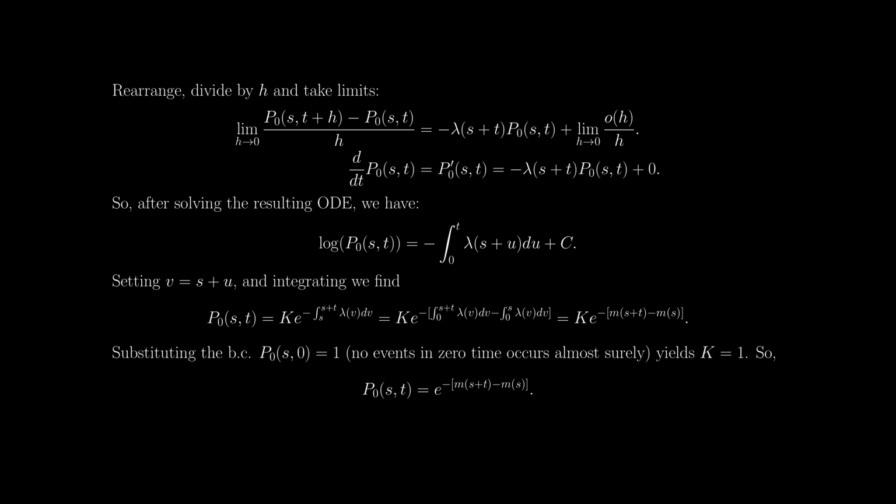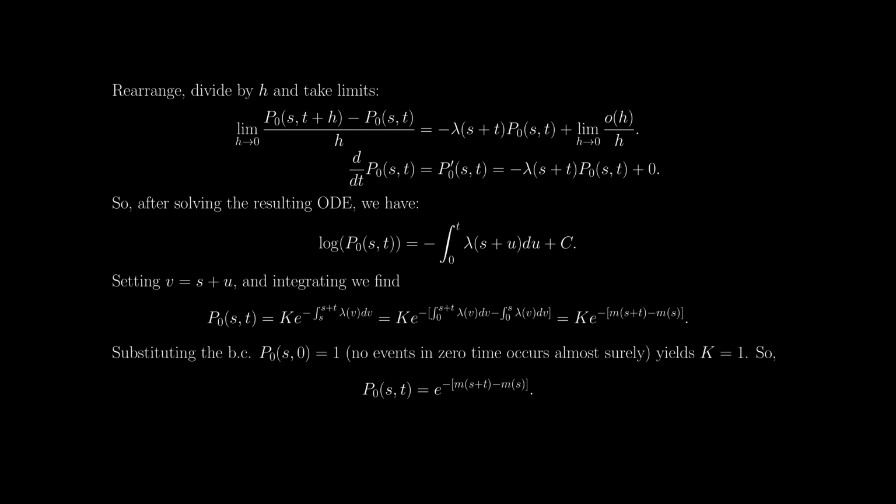Cool. Now, we can take this expression, rearrange it, divide by h, and take limits to arrive at a differential equation. And we will find that the relevant ordinary differential equation is that the log of the probability of observing a count of 0 in an interval starting at time s of length t, so s to s plus t, is just minus the integral running from 0 to t of lambda s plus u du plus some constant.